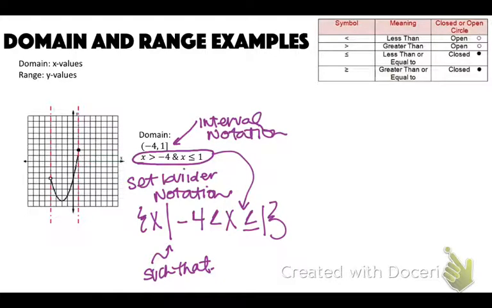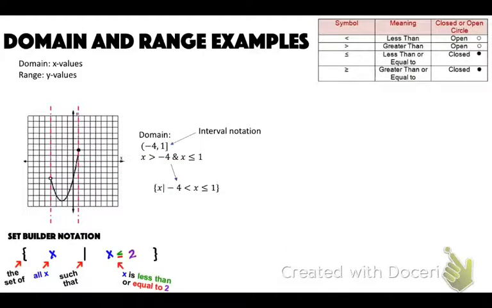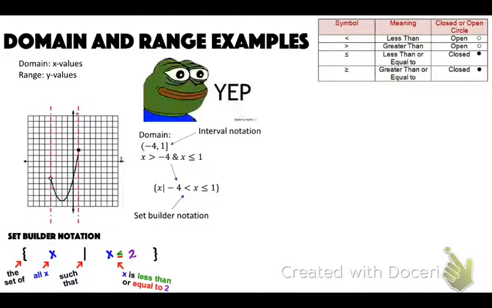And there is that set builder notation. Okay, the set of all x such that x is greater than negative 4 and less than or equal to 1. Cool? Yep. Okay, now let's do our range.